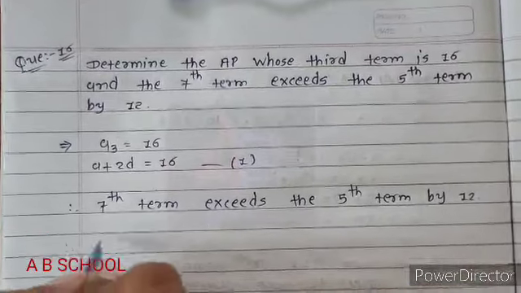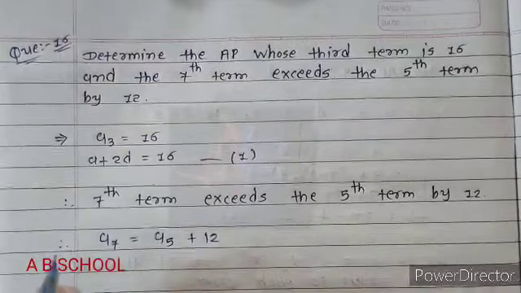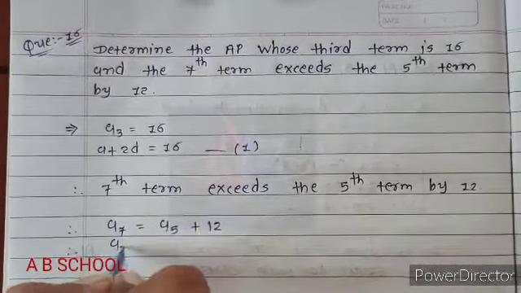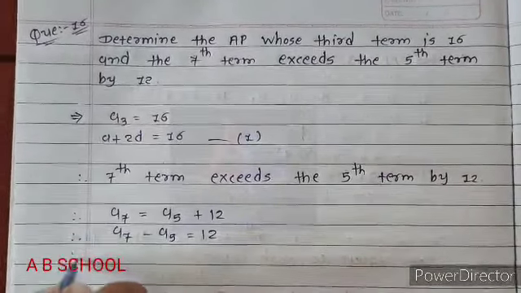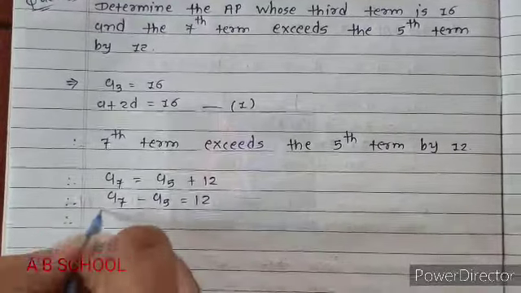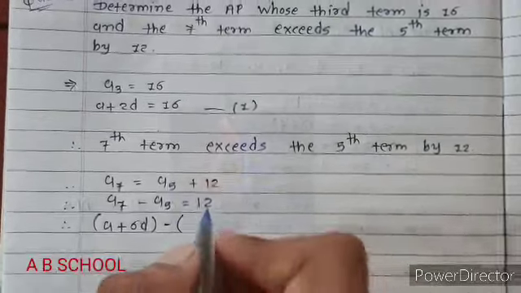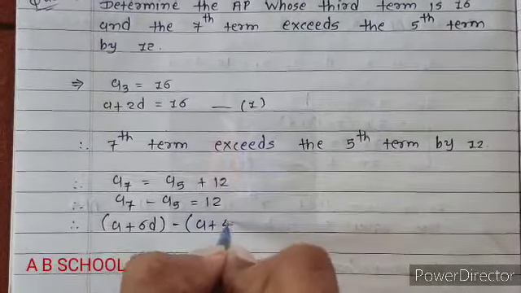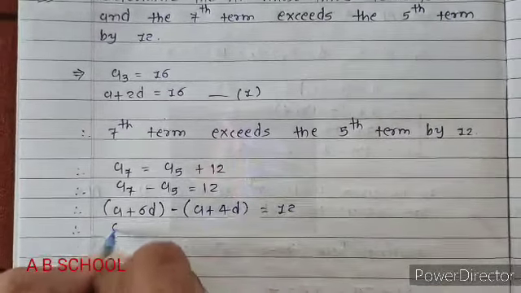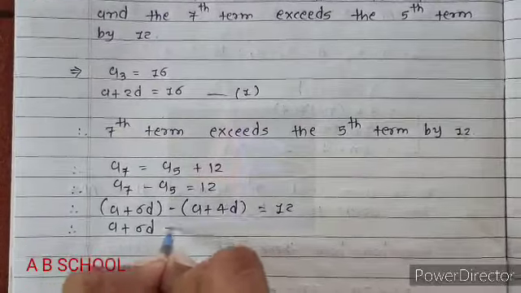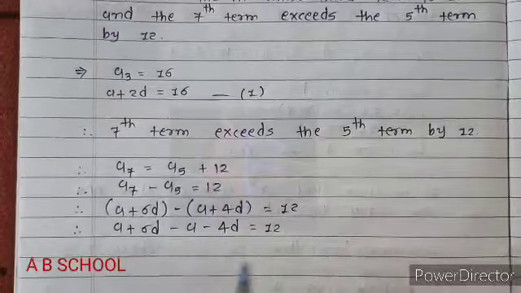Okay, so the value of A7 is equal to A5 plus 12. A7 minus A5 is equal to 12. By using the general form, A7 is A plus 6D, minus A5, which is A plus 4D, is equal to 12. So A plus 6D minus A minus 4D is equal to 12.